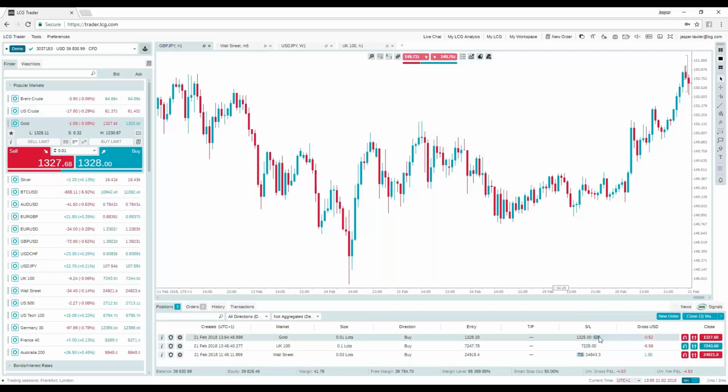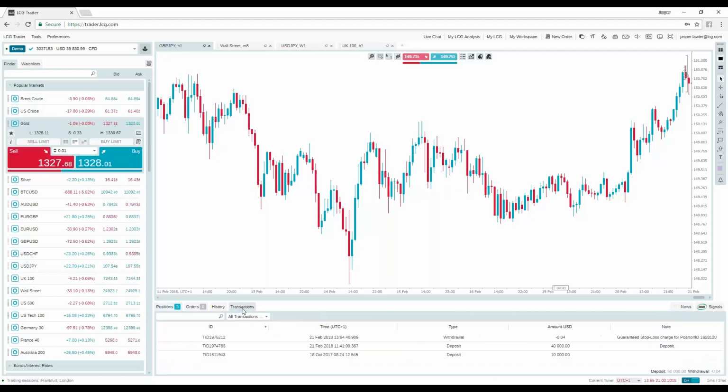Guaranteed stop. So then if we switch over to transactions, you can see a withdrawal of minus 0.4, the guaranteed stop loss charge for that position. So we had a pretty minuscule position on gold, so it's only charged us 4 cents. Obviously, the bigger the position, the bigger the proportional amount your stop loss size is going to be.